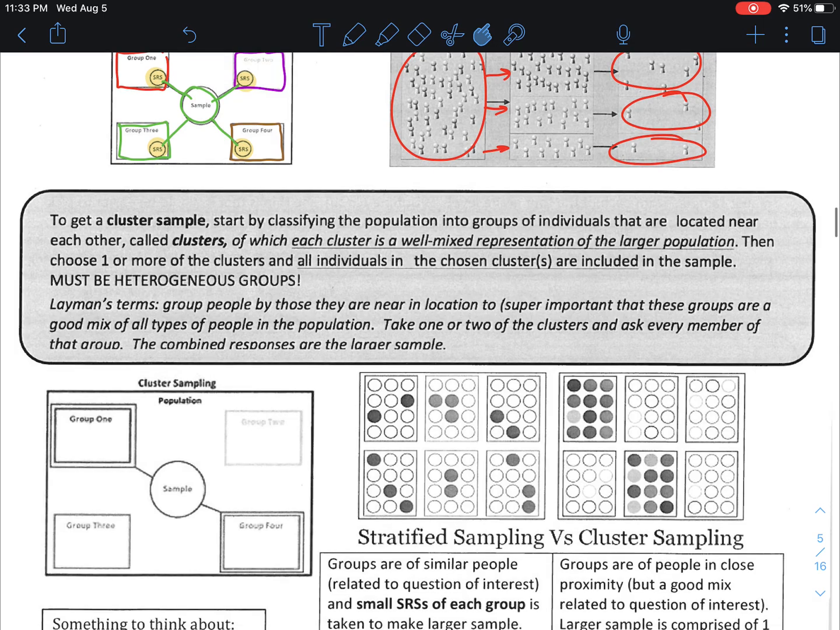Okay, cluster sample. Cluster sample is different. Cluster sampling groups them into individuals that are located near each other, which is called clusters. It doesn't 100% have to be like really near to each other, but here's the big thing. Each cluster is a well-mixed representation of the larger population. That's got to be huge.